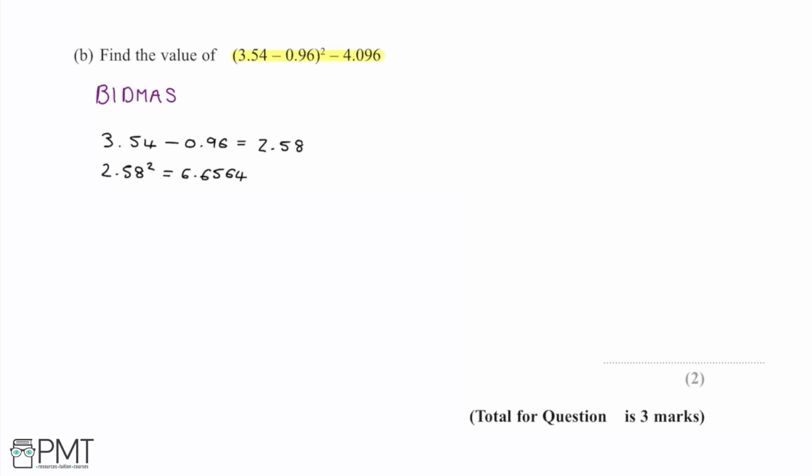And now if I look back to the BIDMAS that we have here, the only thing that I have left in the calculation is this minus 4.096, and this is subtraction. There's no addition, multiplication or division happening here, as we've already simplified this term, so we simply need to subtract 4.096 from it. So I'll take the 6.6564, subtract 4.096, and that's going to give me the final correct answer here of 2.5604.